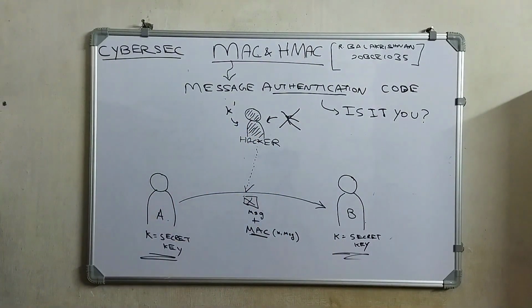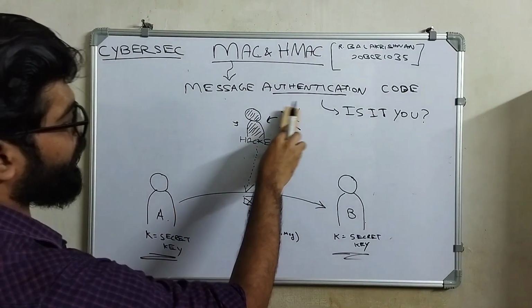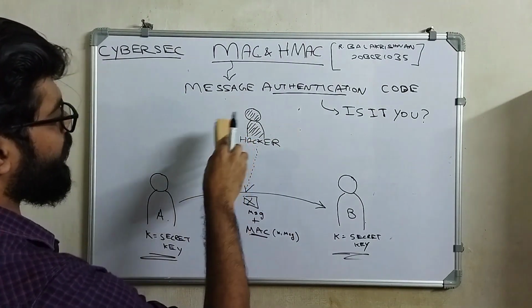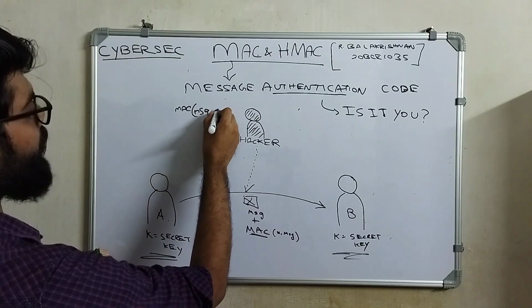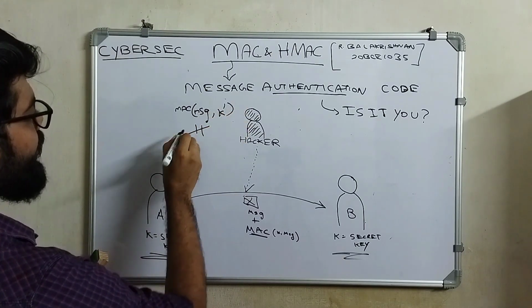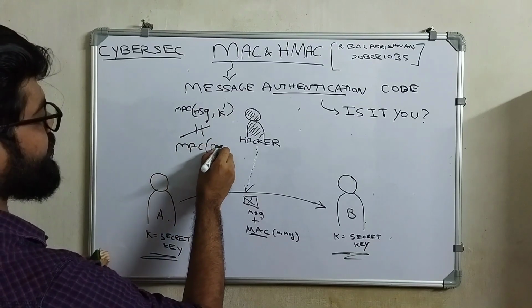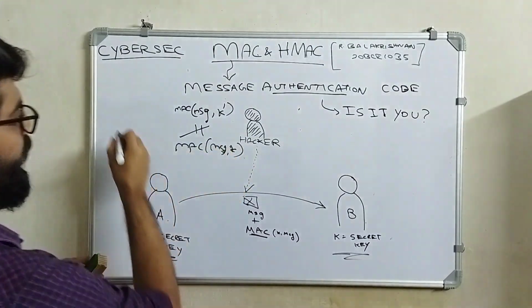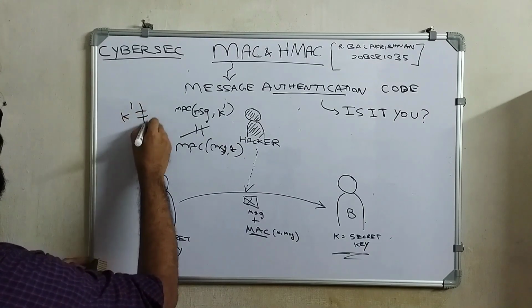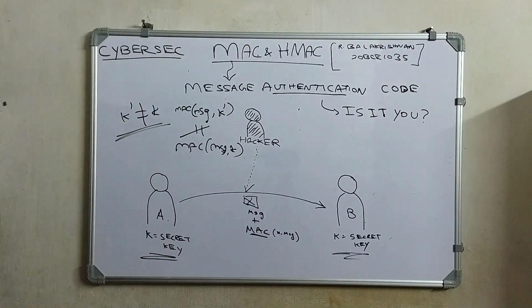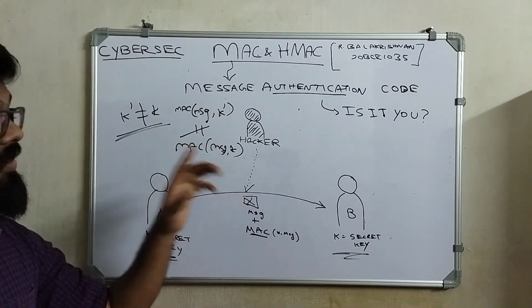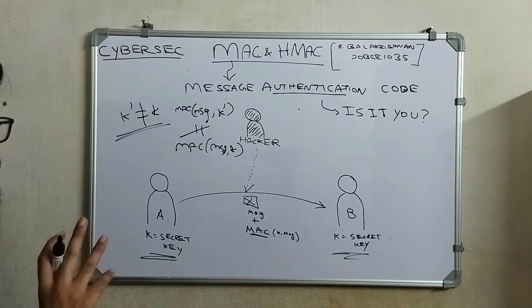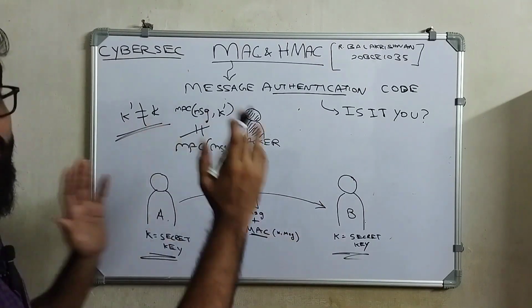He doesn't have K at all. That is the biggest point that you have to note. Because of which, whatever MAC value he is finding, MAC of message, K dash is never equal to MAC of message, K, when K dash is not equal to K. When K dash is not equal to K, the MAC of message, K dash and MAC of message, K will never be equal. So that is again the biggest point which is holding this particular technique.